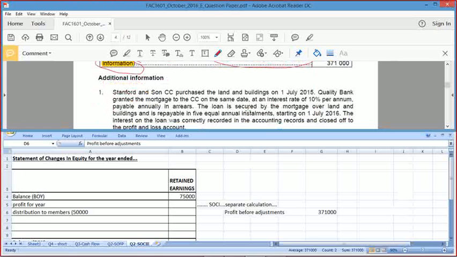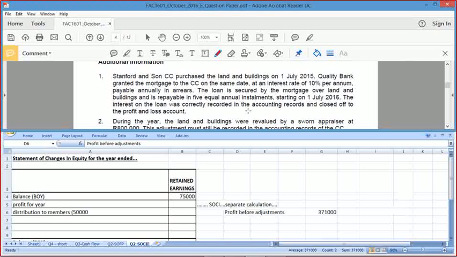Okay, now we need to look at the difficult bit, or the more challenging bit. It's not necessarily difficult. They will be easy and they will be difficult depending on the examiner. Right, so point number 1. You read it and you tell me what stands out. Alright. So Stanford and Son CC purchased the land and buildings on the 1st of July. So that was half year. Good. Important. Great. So let me just make a note.